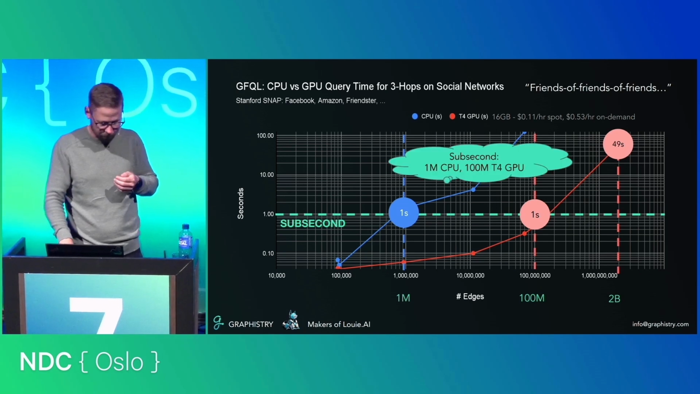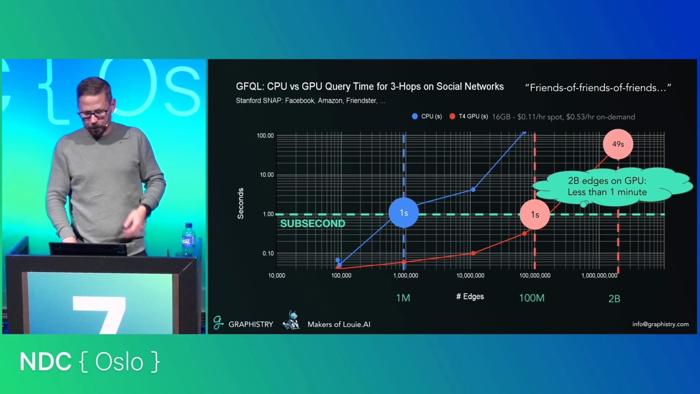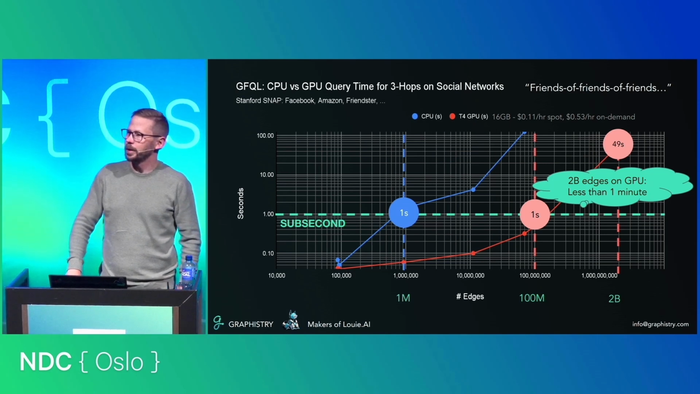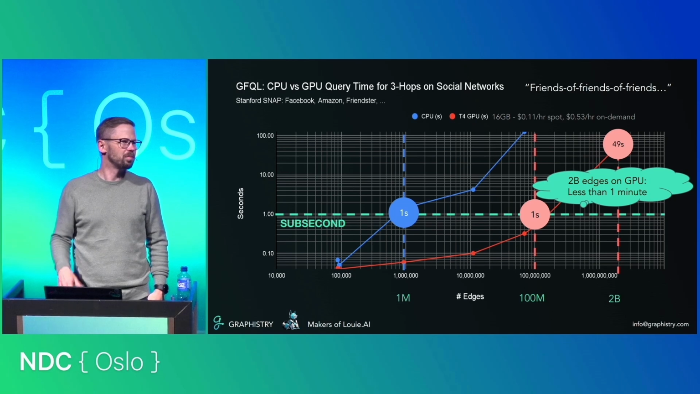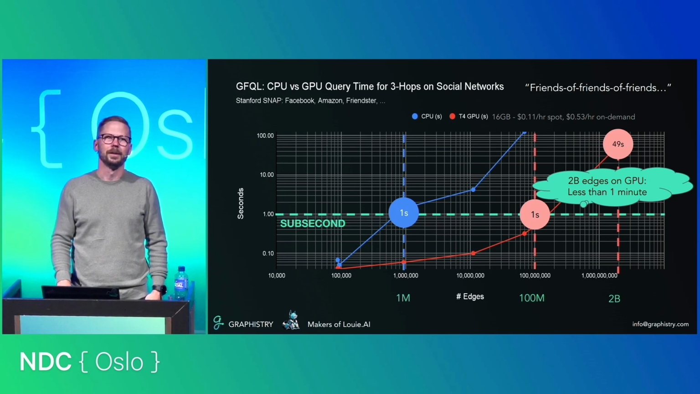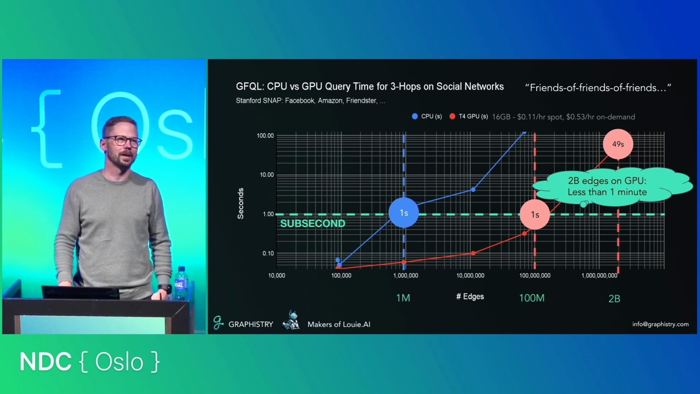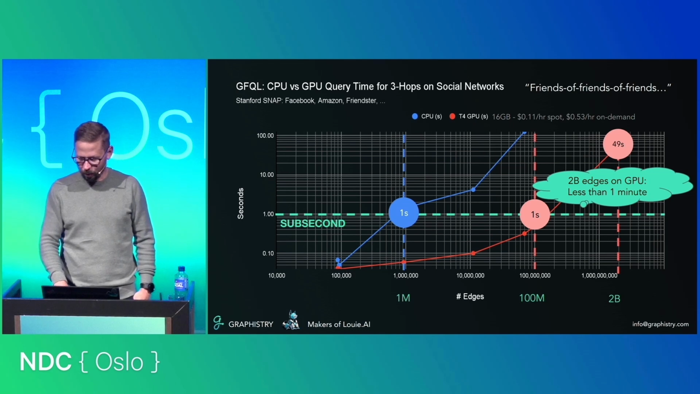So yeah, you can do 2 billion edges in less than a minute, and in less than a minute, it's quite good. You can probably wait a minute for a task-intensive query on your big data set. It's when we go to the hour mark, it's painful.